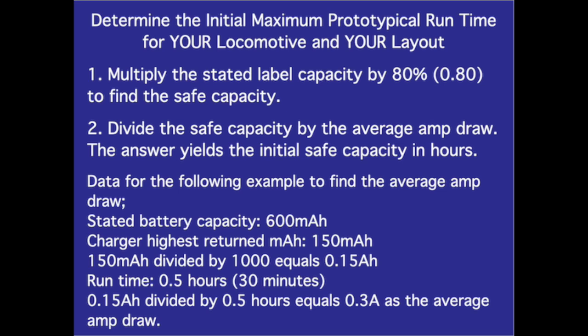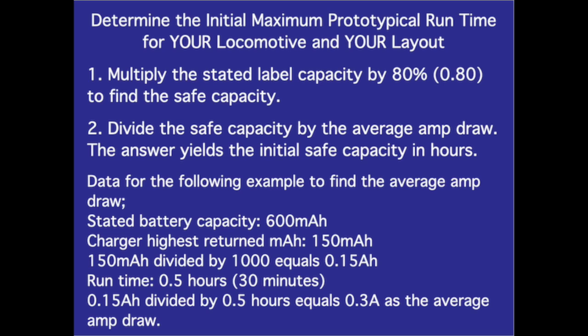1. Multiply the stated label capacity by 80% to find the safe capacity. 2. Divide the safe capacity by the average amp draw. The answer yields the initial safe capacity in hours.